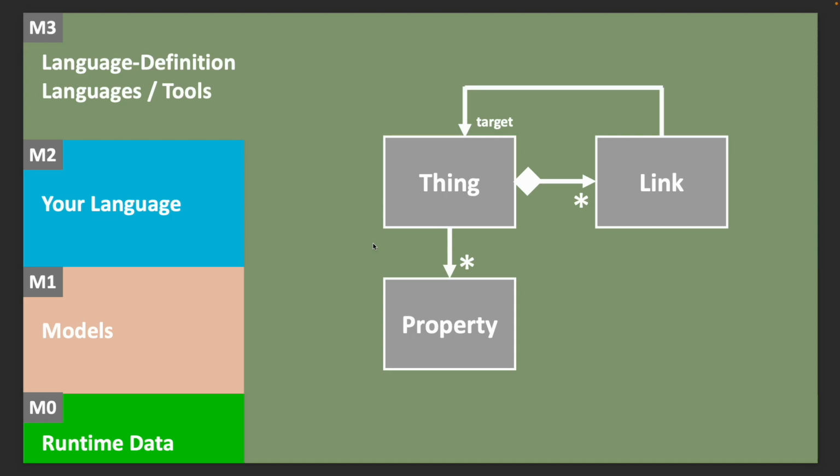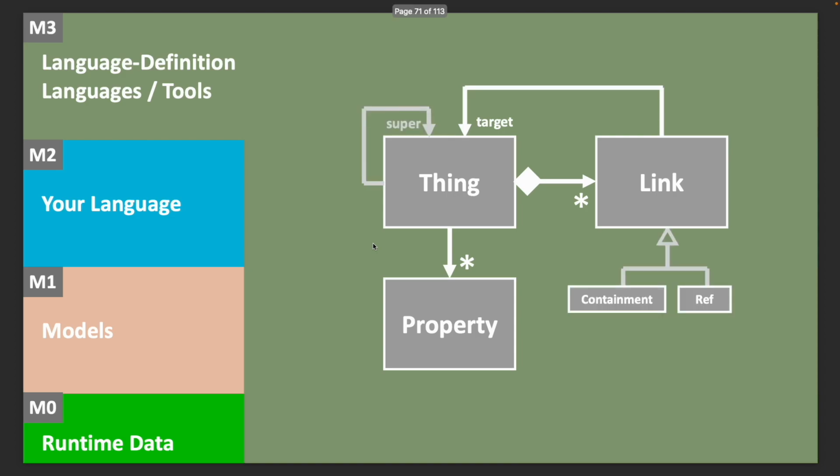So how does this look in a little bit more detail? Usually on this M3 level, meaning the tools for defining languages, you have a language for language definition that consists of things. Things have properties, things have links to other things, right? Very abstractly. Usually the links are separated into containment and reference, the usual composition, the target dies when I die kind of thing. And often things can inherit from each other. So a thing has a super thing, right? A dog is a kind of animal.